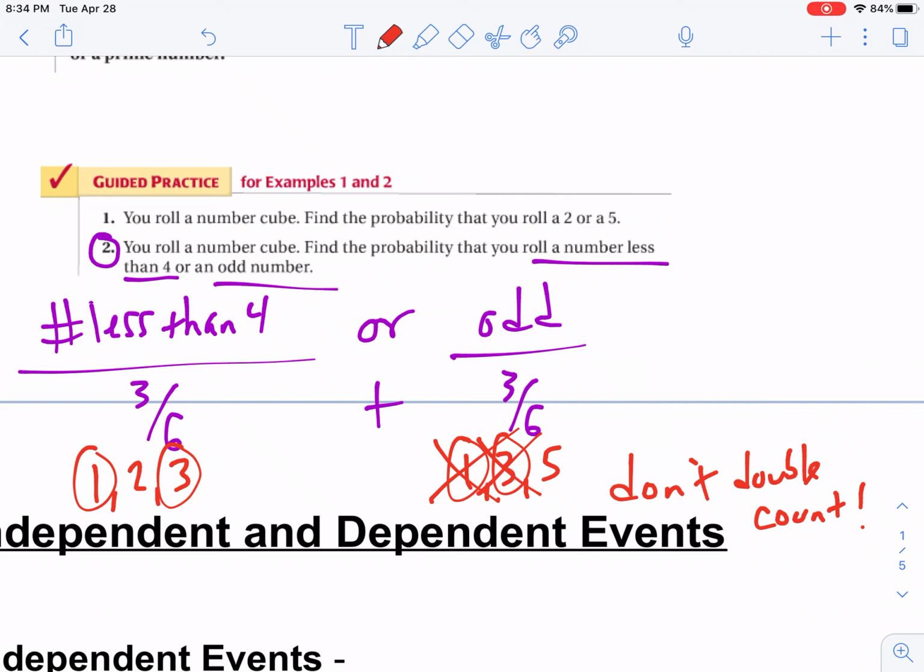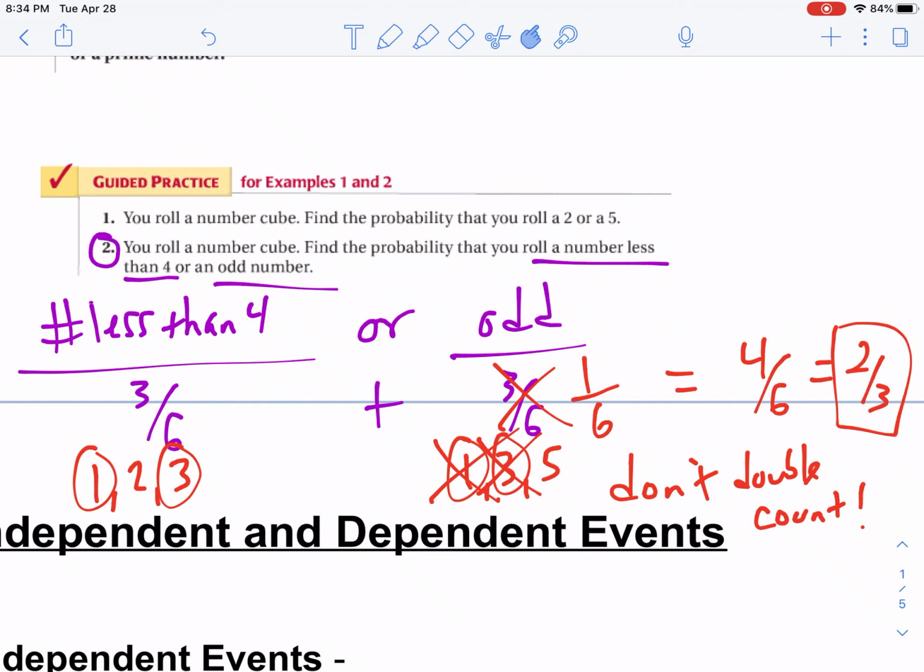So now our real answer, this is no longer 3 out of 6. This is really 1 out of 6 now, because now we only have one number that satisfies the odds. So we have 3 out of 6 plus 1 out of 6, which is 4 out of 6, which is 2/3. That's the correct answer. Okay, so if you didn't think to eliminate the double counted numbers, you would have had the wrong answer.